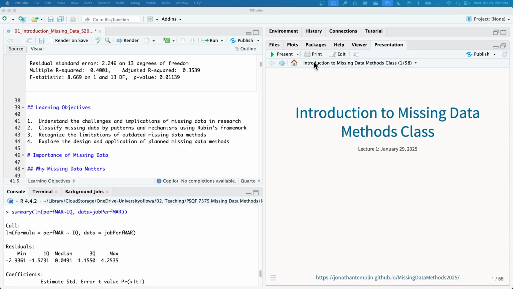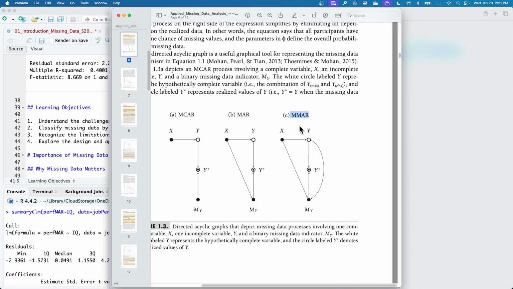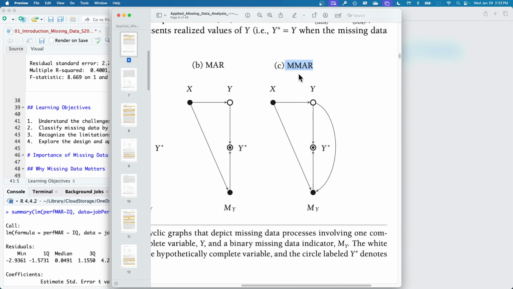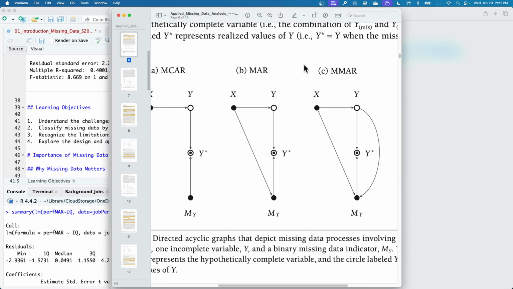Back again. Let's see. So yeah, missing not at random. Really, really difficult to get out of. Pointed out in the picture for the directed acyclic graph, that actually should be an N there, a little bit of a typo. So that happens.